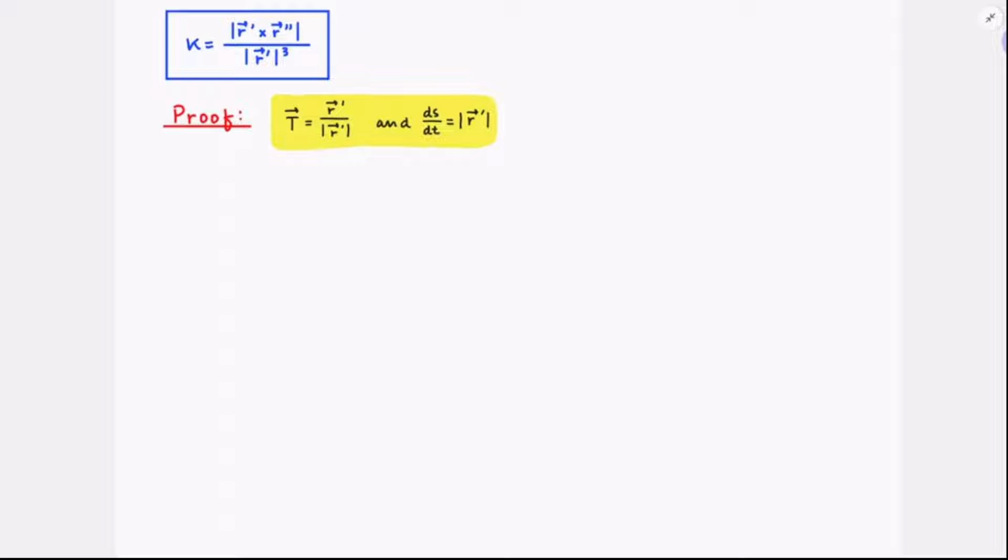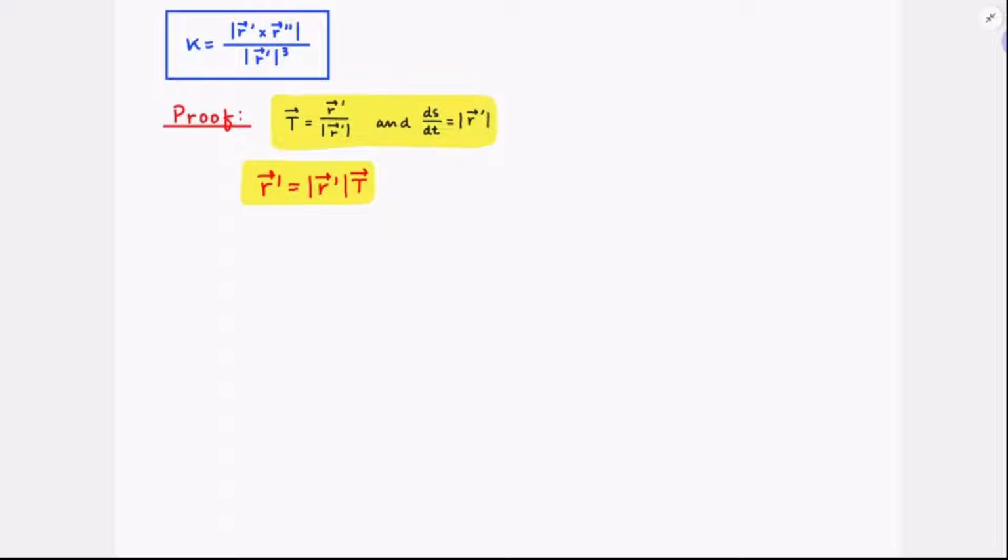So now I'm going to solve for r prime out of that first formula, in terms of the length of r prime and T. I'm going to multiply both sides of that equation by the length of r prime. And so I'll say r prime equals the length of r prime multiplied by T.